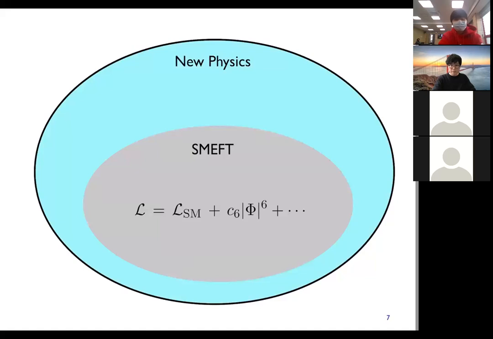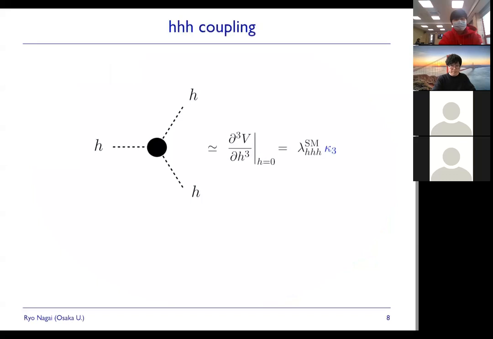One of the important observables for this point is the Higgs triple coupling. The Higgs triple coupling is defined by the third derivative around the vacuum like this. Conventionally, it is parameterized by the parameter kappa 3, which is normalized by the standard model value. So by definition, in the standard model, kappa 3 corresponds to unity, but generally speaking, in BSM scenarios, kappa 3 can deviate from unity. That's the definition.